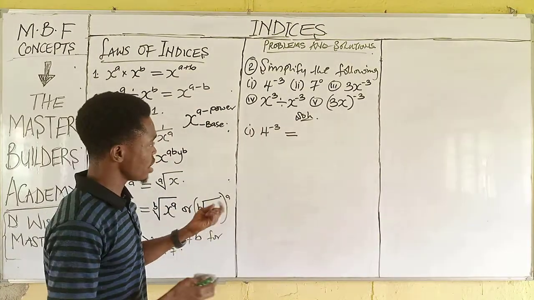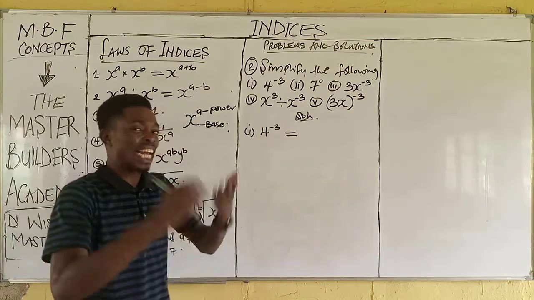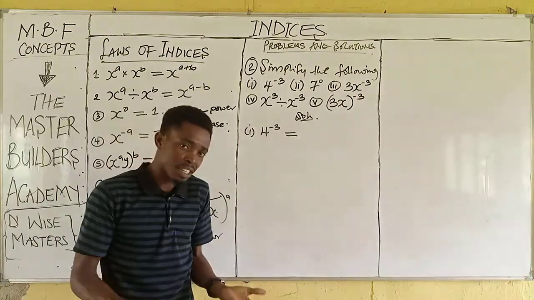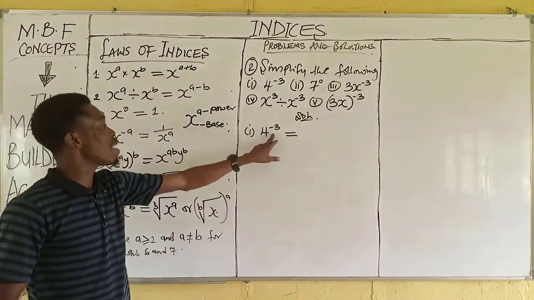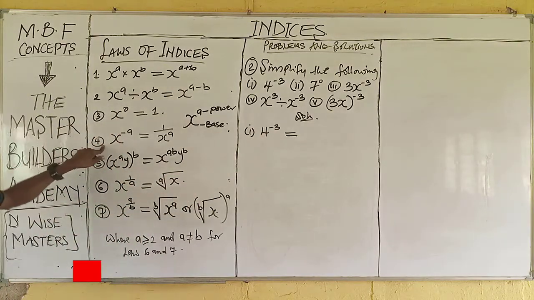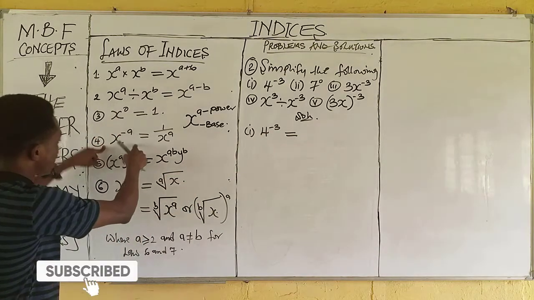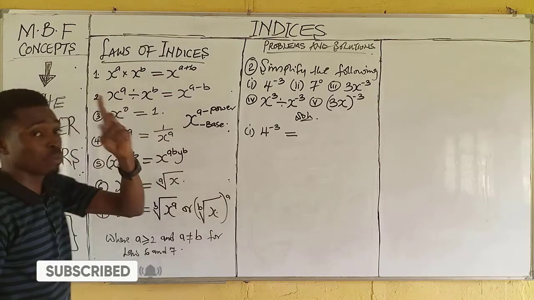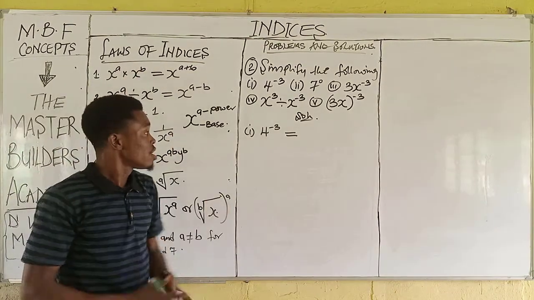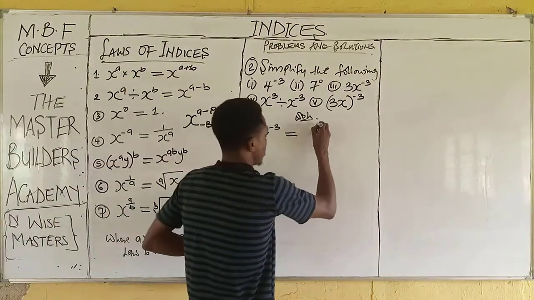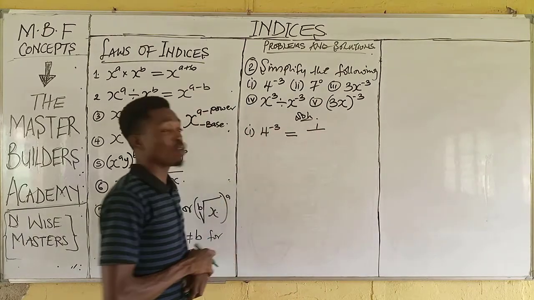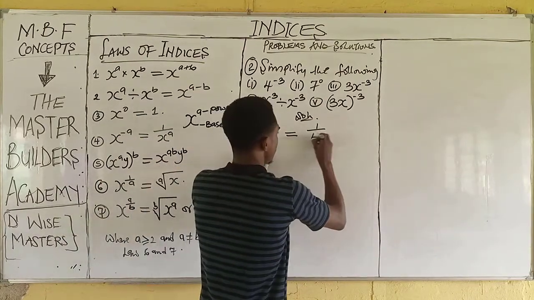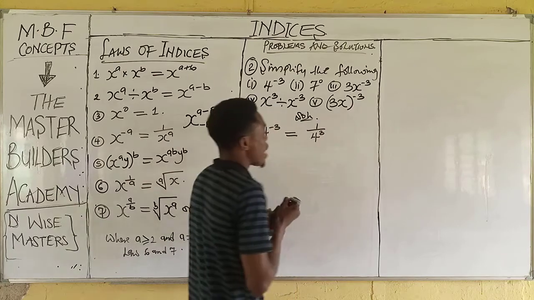Among the 7 laws of the indices, does this question look like any of the laws stated? Of course, yes. This is the negative power law. So if I come to law number 4, I'll see here that if I have something like this, the first thing I do is to remove the negative power. Are you there? All I need to do now is to turn the minus 1, the minus, as 1 over. Then repeat the base and the power.